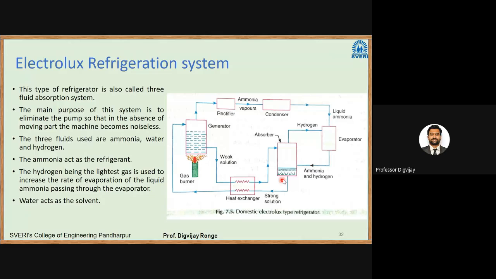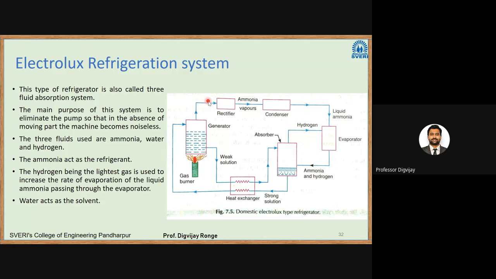So how does the system act? See here, starting from the absorber. In absorber, we have this strong solution of aqua and ammonia, water and ammonia. It will pass through the heat exchanger. Okay. So this will flow under the effect of gravity. So no pump is needed. It will be passed to the generator in which the heat is supplied. Because of difference in boiling points, ammonia will be separated.